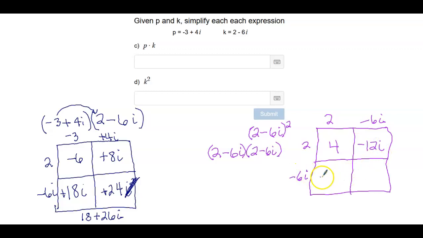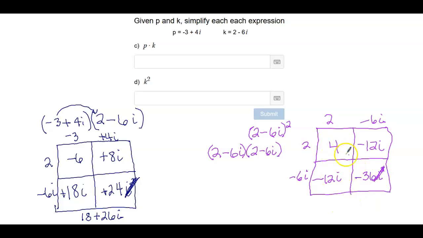And now we're going to distribute the -6i. -6i times 2 is -12i. And -6i times -6i is positive 36i squared. Well, remember, i squared is the same thing as multiplying times -1. So positive 36 times -1 is -36.